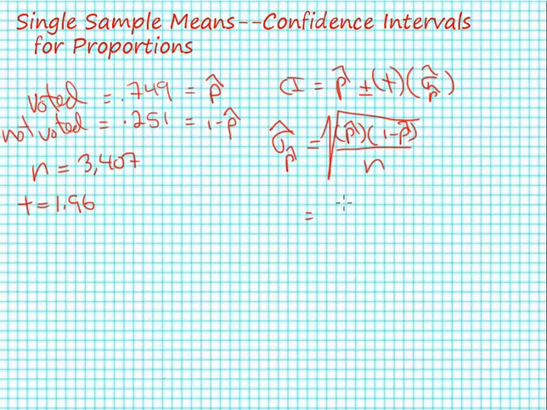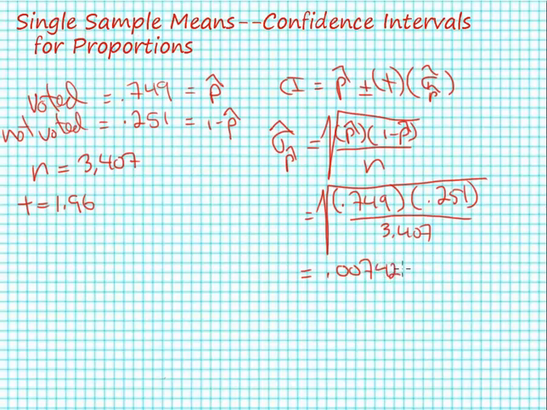We'll plug in our p-value, which is 0.749, and 0.251, so there's our estimates of the proportions. And we'll divide this by our sample size, 3,407. We'll take the square root of that, and when we do these calculations, we get a standard error equal to 0.007428834, depending upon how your calculator or you decide to round this.